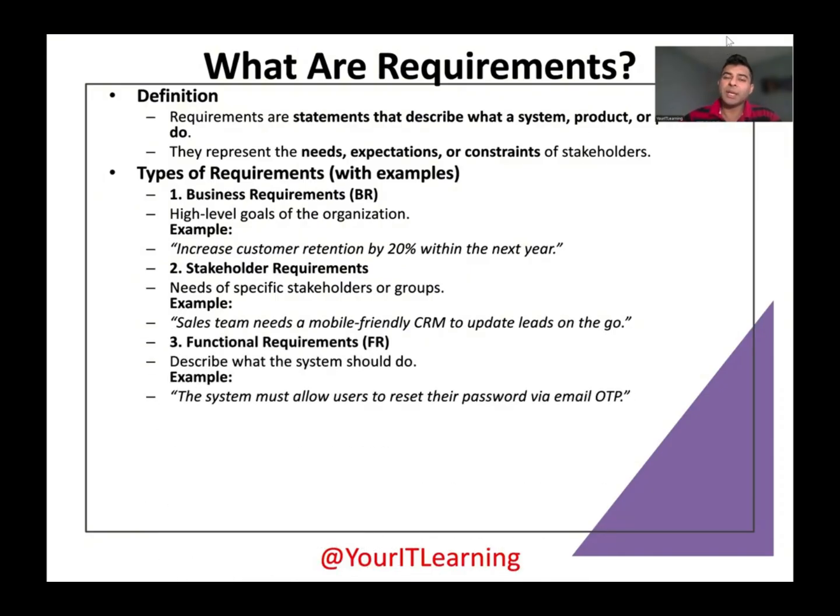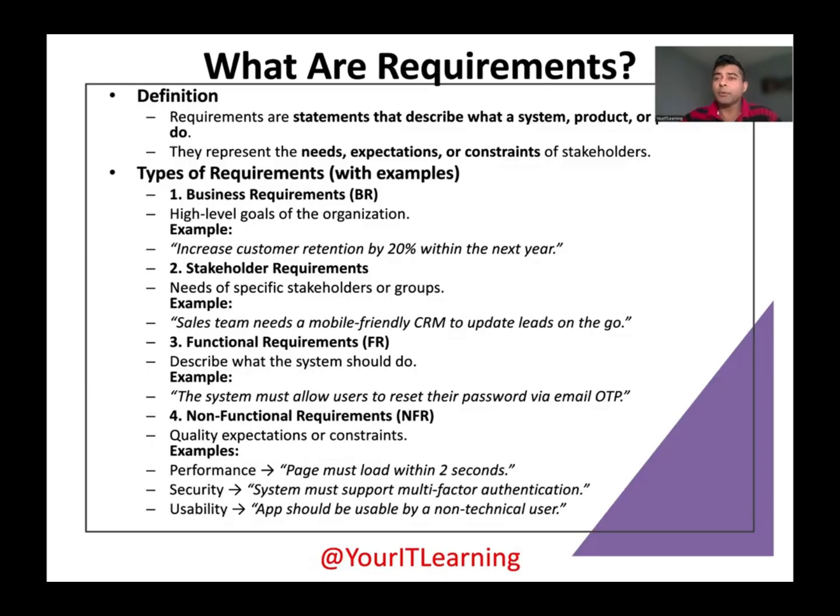Third, functional requirement, for which we have a functional requirement document. It describes what the system should do. For example, the system must allow users to reset their password via email using a one-time password. Non-functional requirement, quality expectations or constraints. Example, performance: page must load within 2 seconds. Security: system supports multifactor authentication. And the third, usability: app should be usable by a non-technical user.